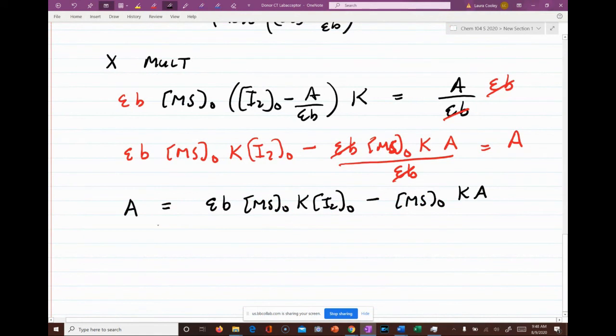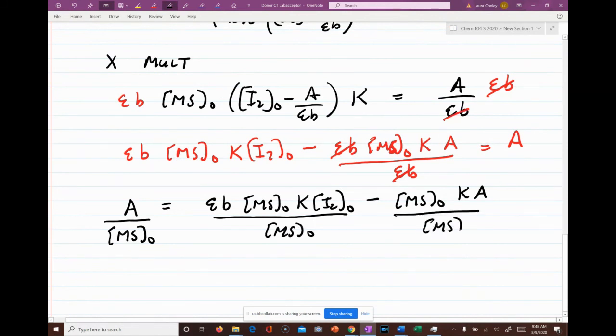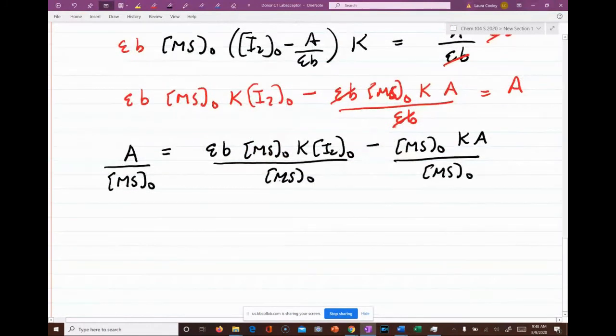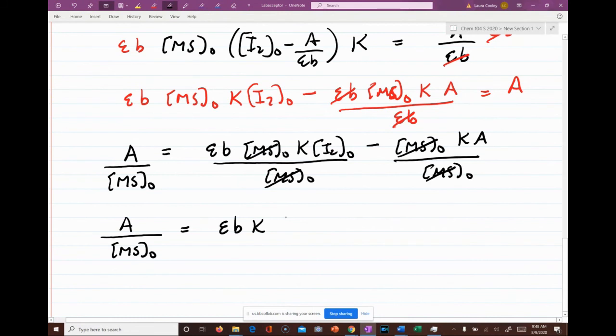Now I'm going to divide both sides by that initial methyl salicylate concentration. So I have A over the initial concentration of methyl salicylate. I do another lab with acetylene. So we're going to examine this equation as soon as I've written it.